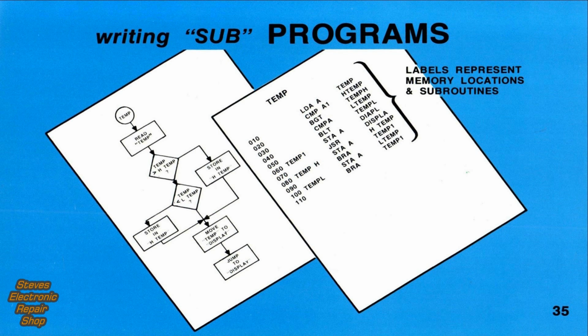Once we've flowcharted all of the subroutines, it's time to begin putting it all together. This is the programming phase, where we write a subprogram for each subroutine. Here we see the subprogram for the temperature subroutine. Notice that the program is written in assembly language. Labels represent memory locations and subroutines. There's no need to compute relative addresses. The assembler does it for us.